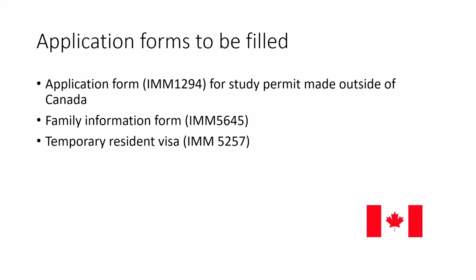The second application form which I filled was the family information form, which contained details about my parents, my brother and sisters. Then the third form was the temporary resident visa form, IMM 5257. This form was listed in optional forms to be uploaded, but since I was not sure whether I needed to upload it or not, I filled it and uploaded it as well. It has just basic information, like whether you have done any criminal activity or not, with true or false kind of questions. So these were all the forms that I filled on the IRCC website, and then I uploaded these documents.